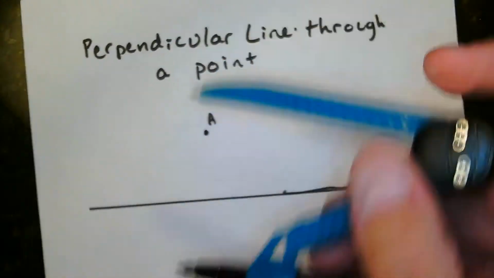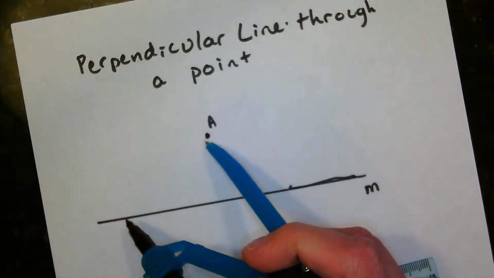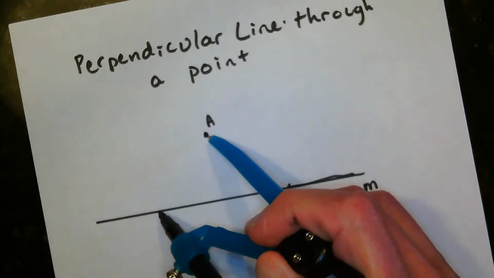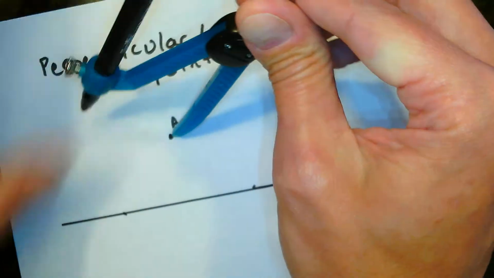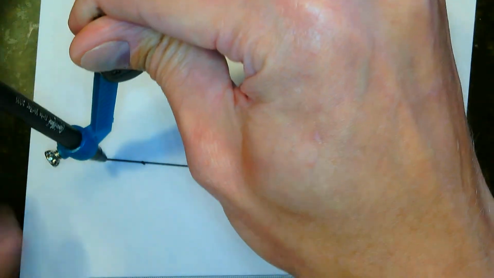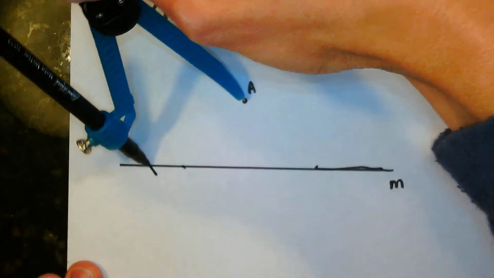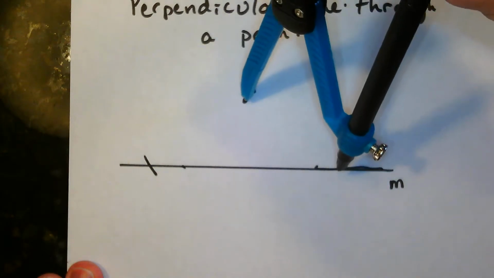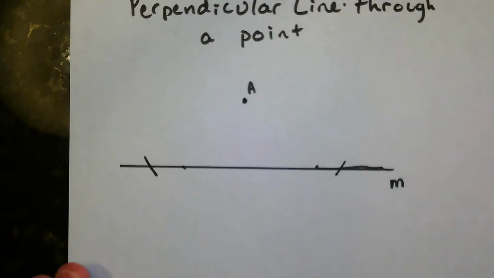What I'm going to do is create a measure. It doesn't matter what size we're using. We just have to make sure that it hits the line on both sides of that A point. So I'm going to do it like this. That's one distance. This is the same distance, crossing at a different point.